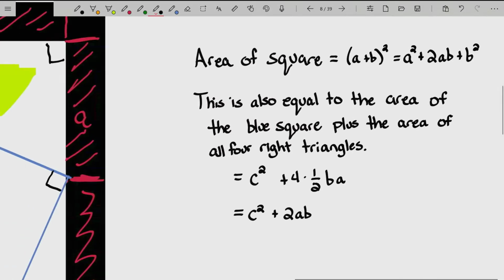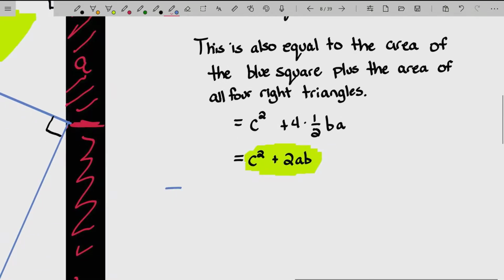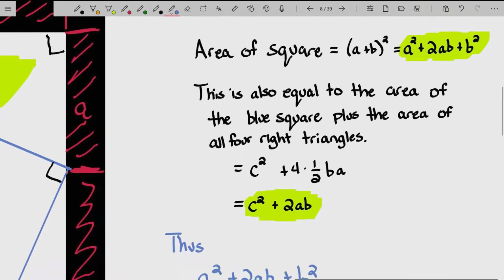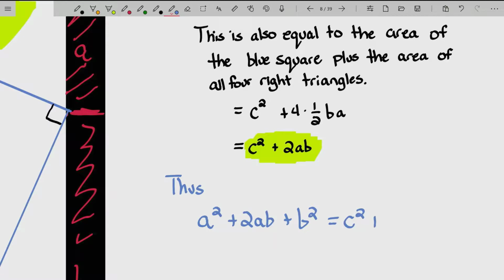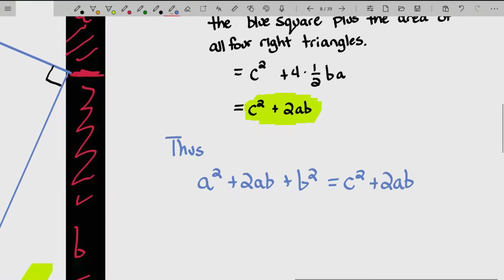Well, let's see what we've arrived at. The area of the big square should be, according to our mathematics, A squared plus 2AB plus B squared. But simultaneously, it should also be C squared plus 2AB. Thus, those 2 highlighted expressions should be equivalent. Thus, A squared plus 2AB plus B squared should equal C squared plus 2AB. Notice you can subtract 2AB from both sides, and this implies A squared plus B squared must equal C squared.